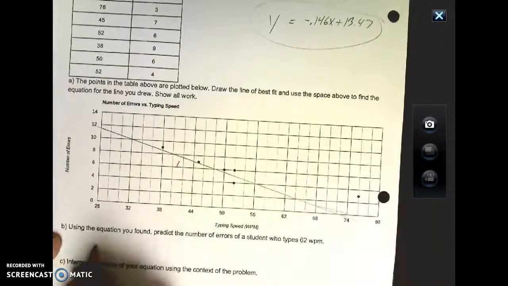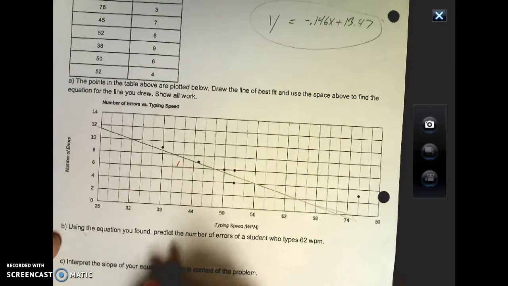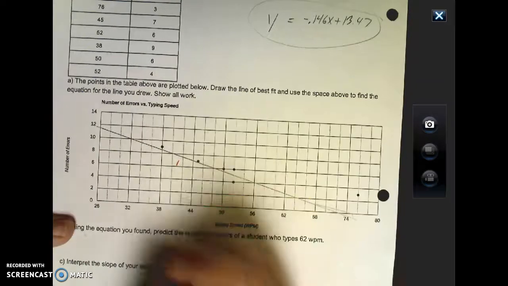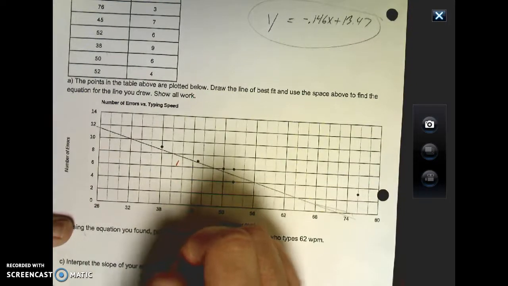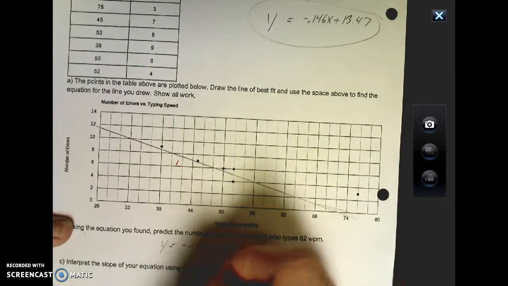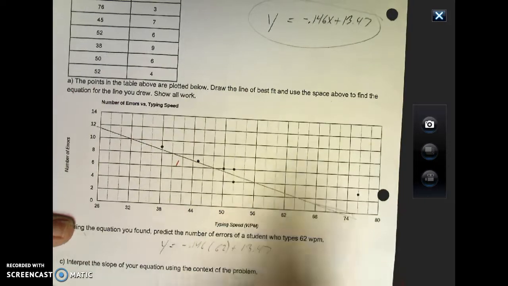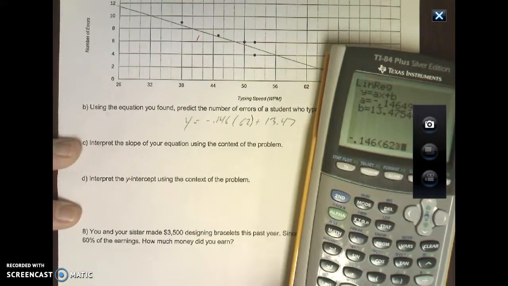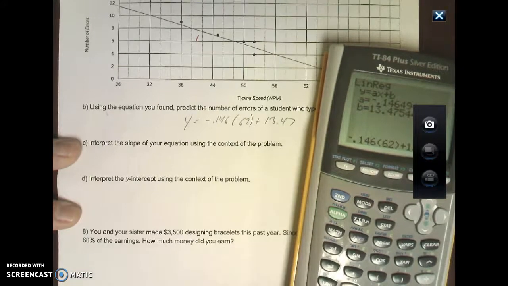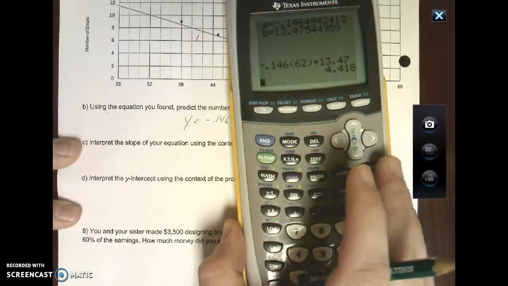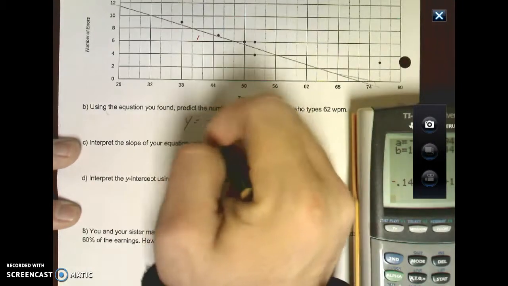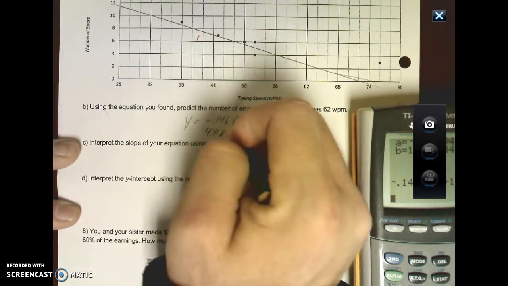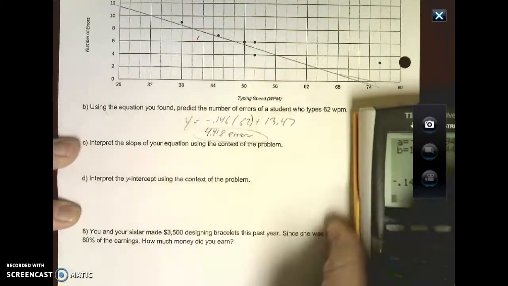Using the equation you found, predict the number of errors of a student who types 62 words per minute. Well, x represents the number of words per minute. So down here, I'm going to do negative 0.146 times 62 plus 13.47. All I'm doing is using that formula I found and putting it in. If I hit enter, I get 4.418. And that number represents the number of errors. There's only 2 R's in errors, not 3.